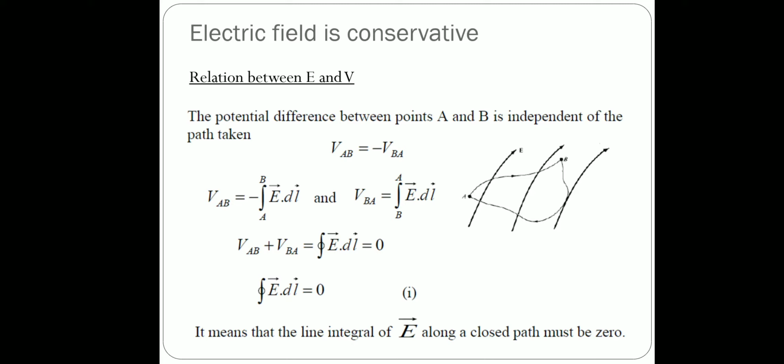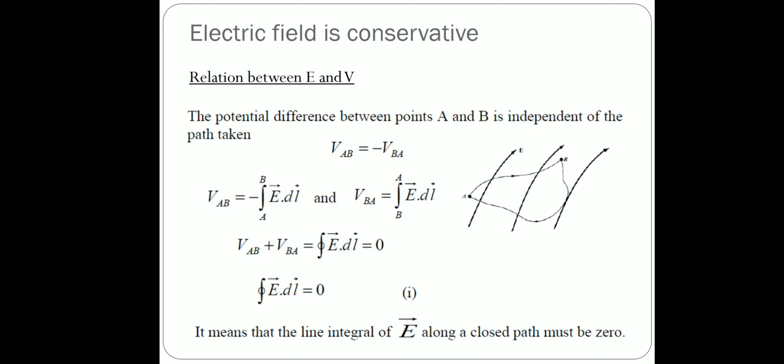Next, we can see that the electric field is conservative. That means if you're finding the closed line integral of E along a closed path, that must be 0. So that's called the electric field is conservative. Or we can see what is the relation between E and V.